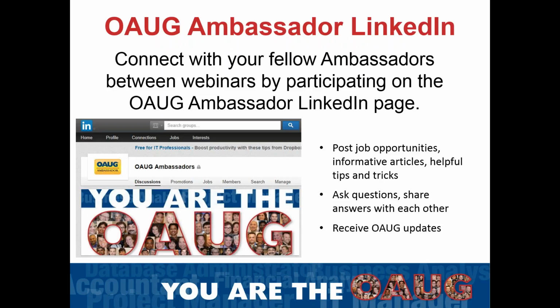In addition to the OAUG LinkedIn group that I mentioned earlier that has 12,000 participants, there's also a smaller group just for ambassadors. And this is where you can connect with other ambassadors to talk more informally, ask questions, share information, and hear the latest about OAUG activities. So if you're not on that LinkedIn group for ambassadors, you can let us know and we can add you, or you can go to LinkedIn and find it and request to join.